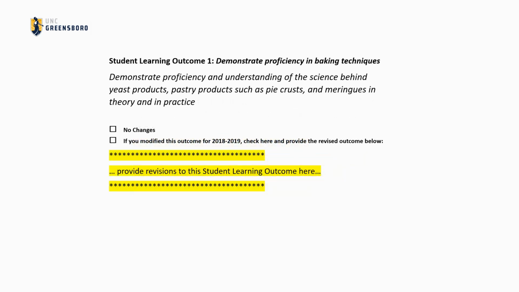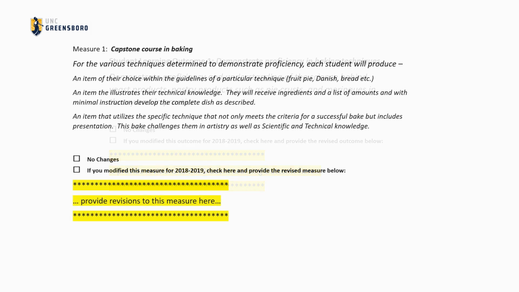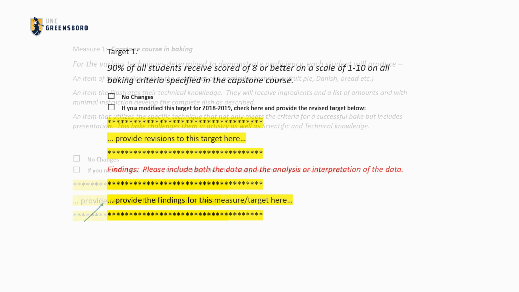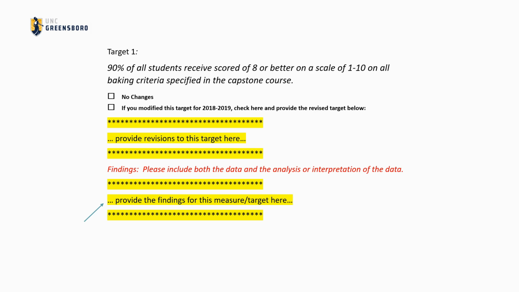The student learning outcomes section is next. In this section, all the student learning outcomes for the program are listed. Each outcome is followed by the associated measure and target used to illustrate the program's results in achieving the outcome. The focus of this section is the findings section. Here in the editable section containing the words "provide the findings for this measure target here," the user will report the findings related to the measure and target for this student learning outcome.